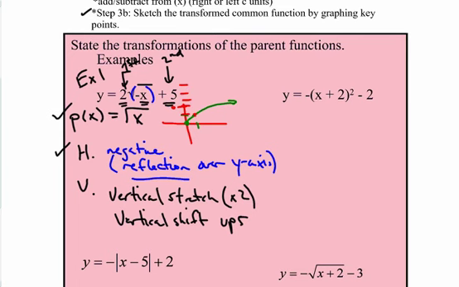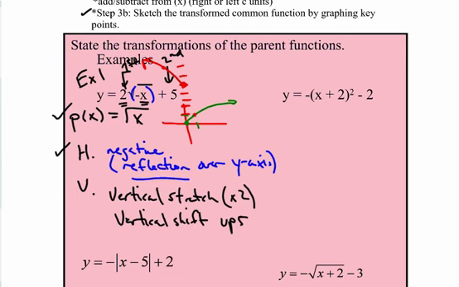This would be moved up 5. 1, 2, 3, 4, 5. I have that point there. And then this point would be moved up 5. 1, 2, 3, 4, 5. And I would have a graph that would look like this. That would be my transformed graph, because I'm shifting my points, I'm moving my points, and that would be my new function.